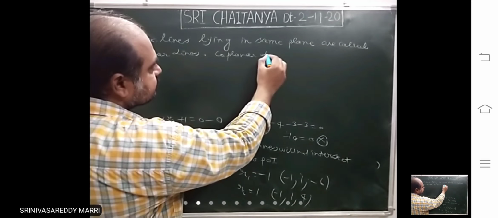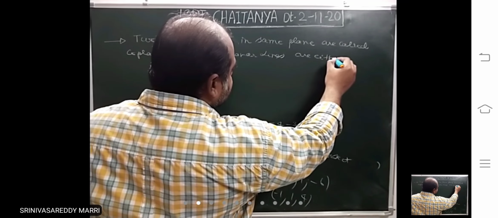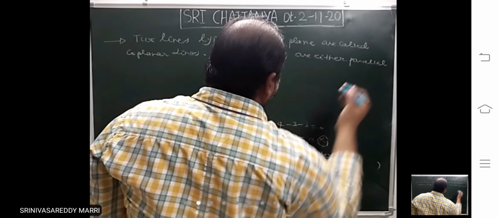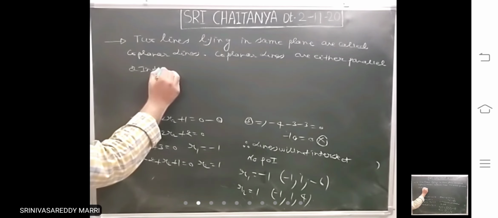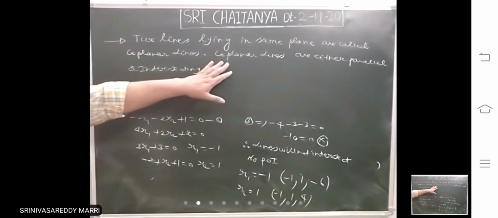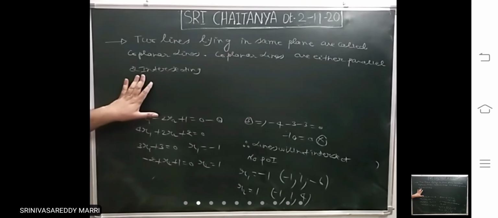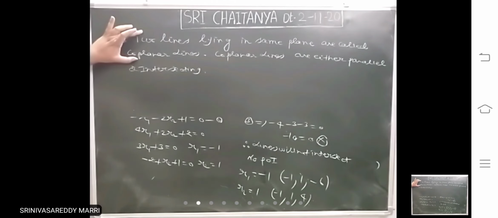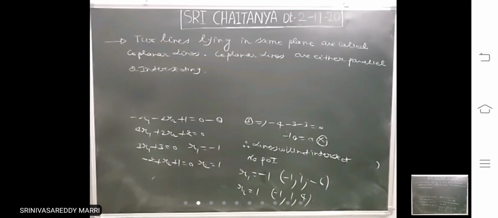Coplanar lines are either parallel or intersecting. If they lie in same plane, how they will be? They will be either parallel or intersecting. That means coplanar lines, if they lie in same plane, then they will be either parallel or intersecting. Right? So next.